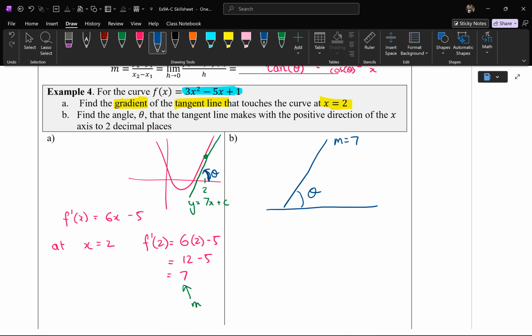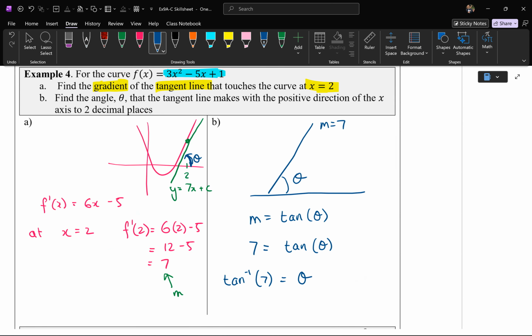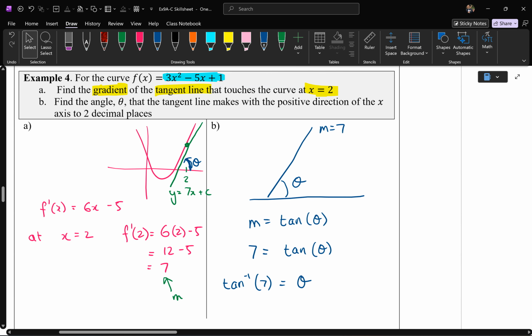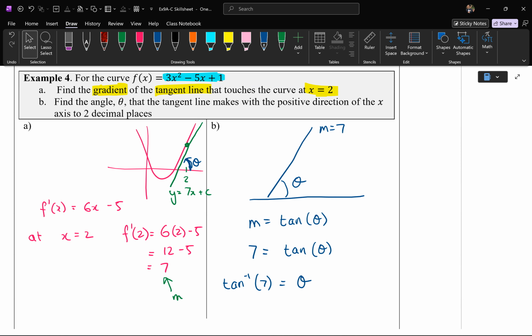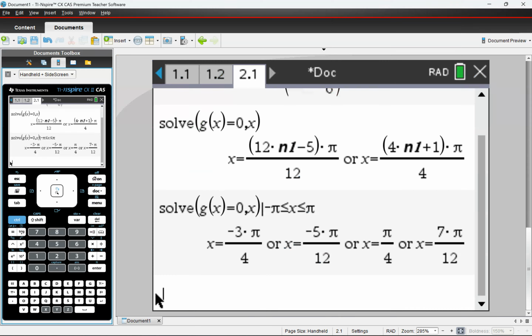You already know the gradient. Gradient was 7. And based on the fact that m, the gradient, is equal to tan of your angle, and you know m is 7, really you're just asking tan of what angle equals 7. To solve for theta, simply do the inverse of tan on both sides. Whatever that says on your calculator, that is going to be your angle. Just make sure that you're in the right mode and converting into degrees, then you'll know the actual angle. Anyone got a CAS available?